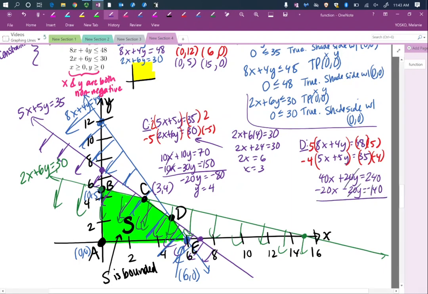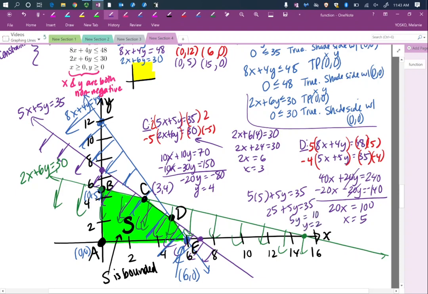So the y's cancel. We're left with 20x is 100. So x is 5. Now we plug that back into either one of the equations to find the y. So I'm going to use the bottom one. 5 times 5 plus 5y equals 35. So 25 plus 5y equals 35. So 5y is equal to 10.